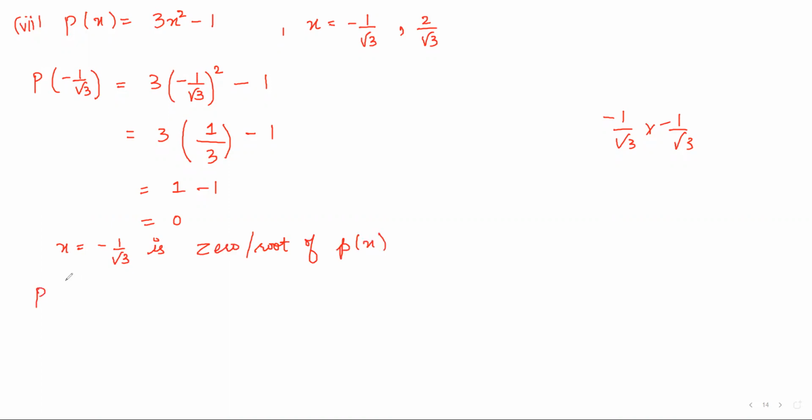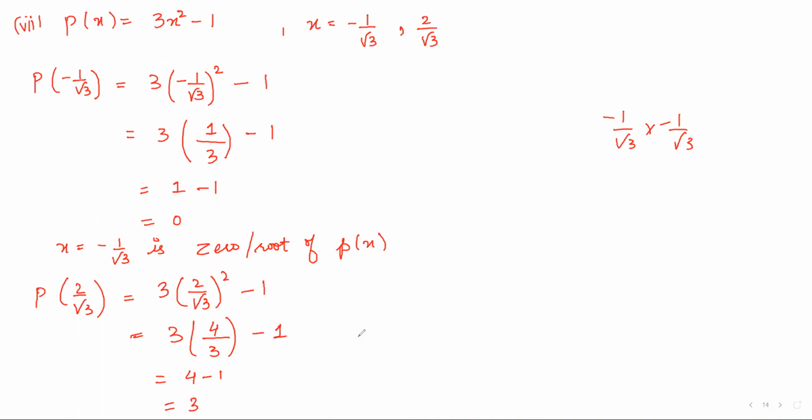Now let us check P2 by under root 3. That becomes 3 into 2 by under root 3 whole square minus 1. That is 3 into, so 2 square is 4, root 3 square is 3, minus 1. So 3 cancels out, so only 4 minus 1, which is 3. It is not equal to 0. So we write that x is equal to 2 by under root 3 is not a zero of Px.